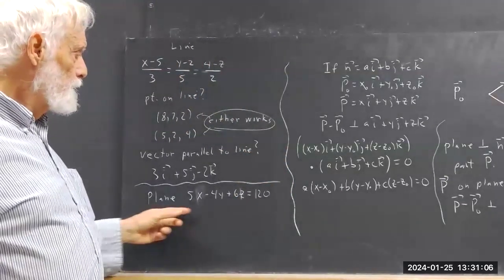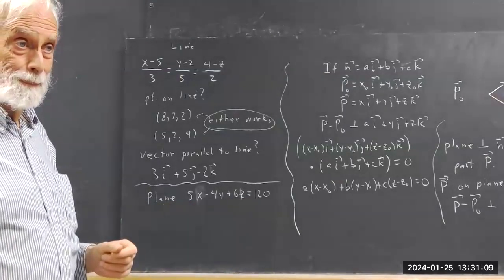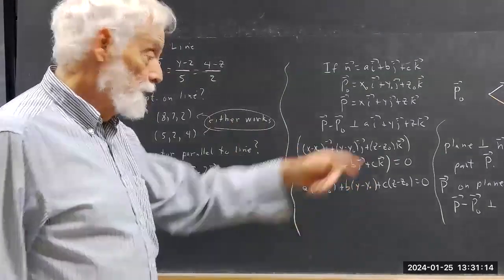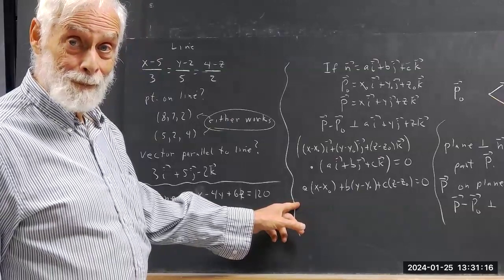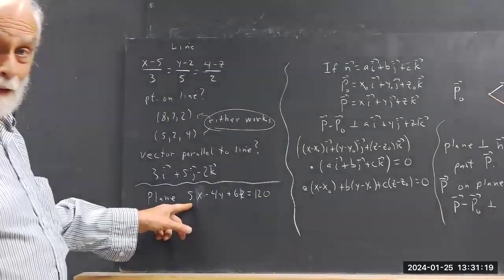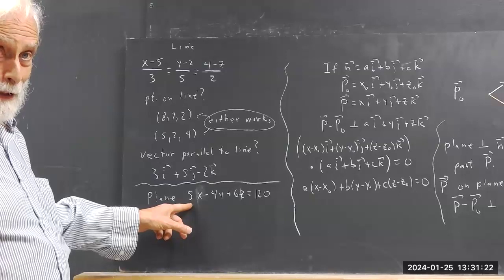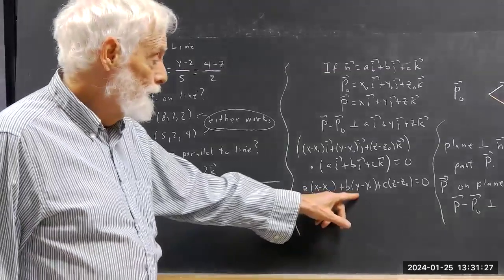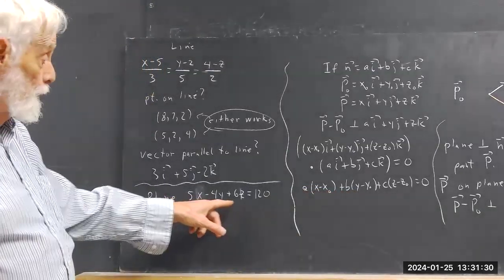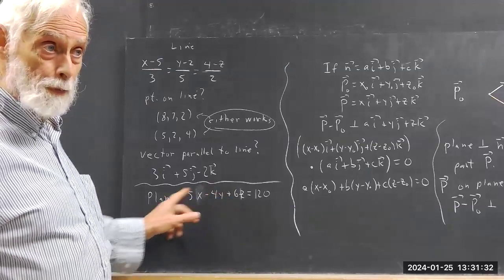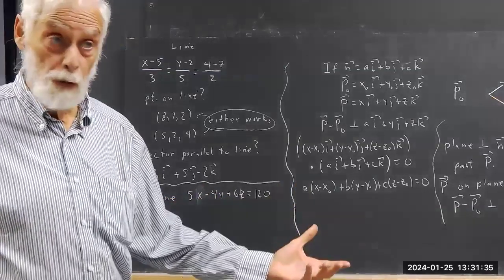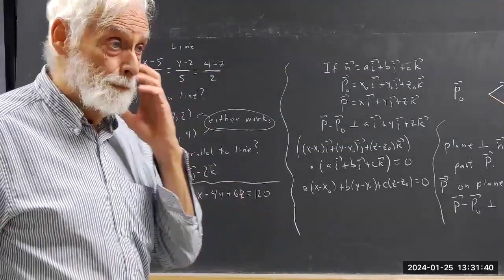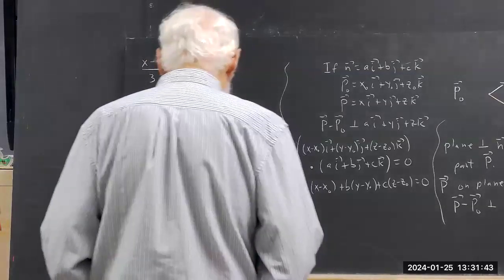Where are A, B, and C lurking within this equation? What's going to be in front of x if I expand this equation? A. Whatever is in front of x is A, so 5. And B is going to end up in front of y, so B is going to be -4, and C is going to be 6. So if you're given an equation like this, you can just read off the normal. You understand that?